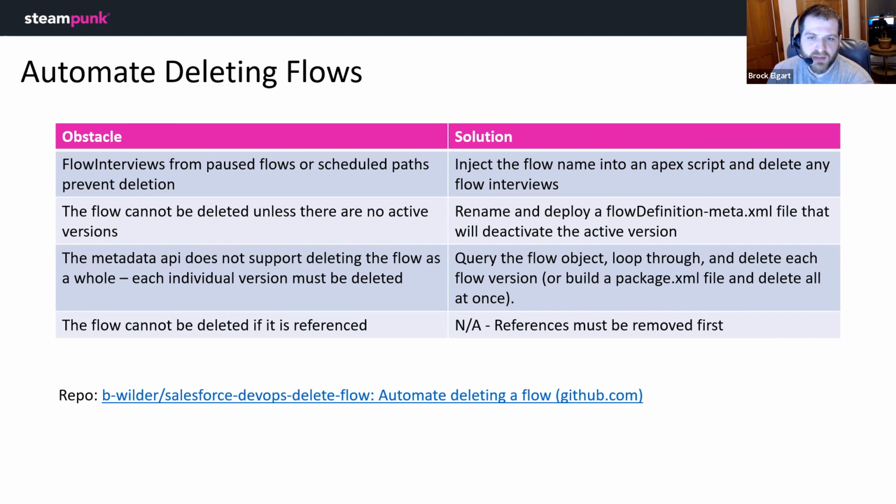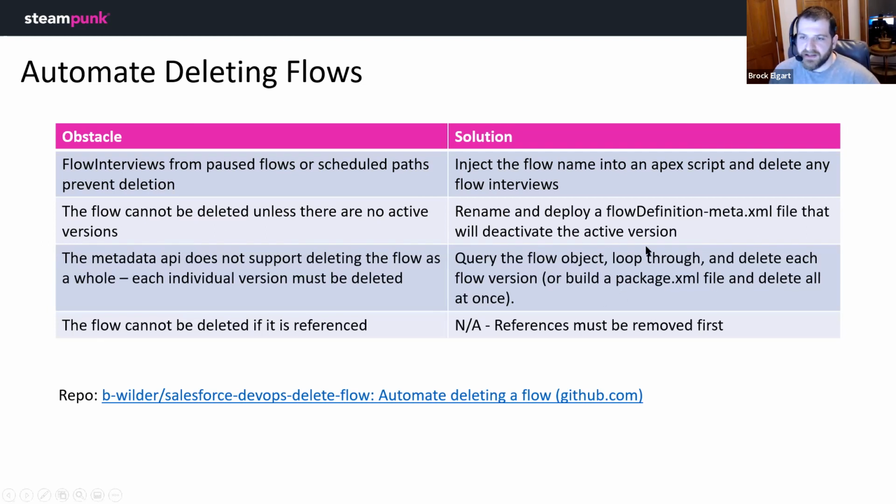And then the metadata API does not support deleting the flow as a whole. So if you go into the UI and there are no active versions, you can just click delete on the flow. But from the metadata API's perspective, you actually have to delete each individual flow version. But what you can do is query for those flow versions, loop through and delete each flow version.